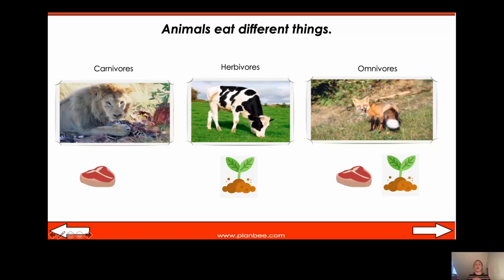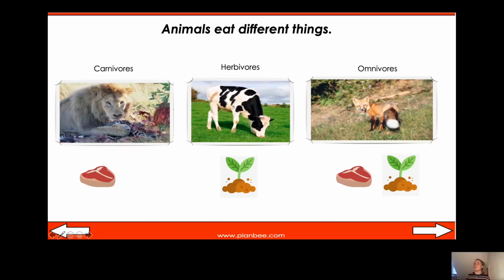Fantastic. Well, I am an omnivore because I eat meat, but I also eat plants, okay? Plant-based foods like fruit and vegetables. But some of you might have been herbivores. If you don't eat meat and you just eat plant-based food, then you are a herbivore. So fantastic. Well done if you were able to work out if you are a carnivore, a herbivore, or an omnivore. So now, shall we find out the next thing that all animals need in order to survive?